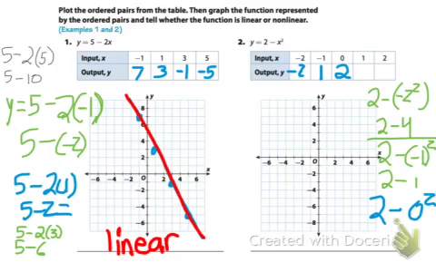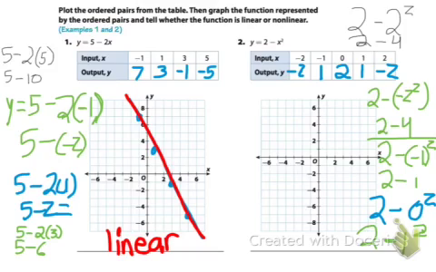And 1. When the input is 1, you get 2 minus 1 squared. 1 squared is 1. So simply 2 minus 1. And 2 minus 1 is 1. And the last one, when the input is 2. So we'll come up here, 2 minus 2 squared. So that's 2 minus 4 gives us -2.